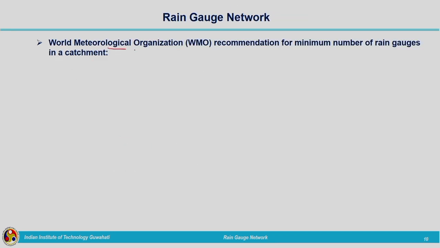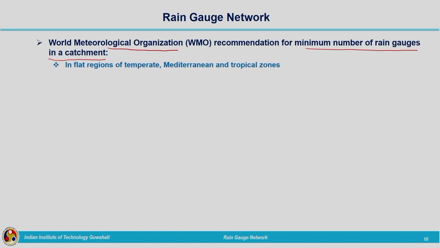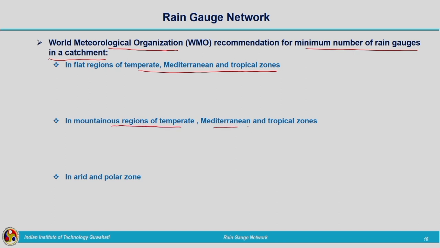WMO, that is World Meteorological Organization, has given certain recommendations for the minimum number of rain gauges in a catchment. Depending on the topography, some areas may be flat, some undulating, hilly or mountainous, so different locations have different topographic features. WMO has given recommendations for flat regions of temperate, Mediterranean and tropic zones, mountainous regions of temperate, Mediterranean and tropical zones, and arid and polar zones. Let us see how many rain gauges are required based on the WMO recommendation.